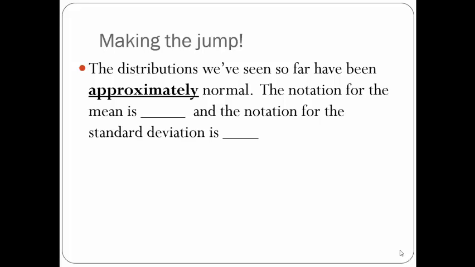So far in class, as we've looked at some of these distributions, everything that we've seen so far would be what we would call approximately normal. And these approximately normal distributions, again, they're centered around the mean, and the notation for us for mean in these samples is x bar, and the notation for standard deviation for those is S for standard deviation.